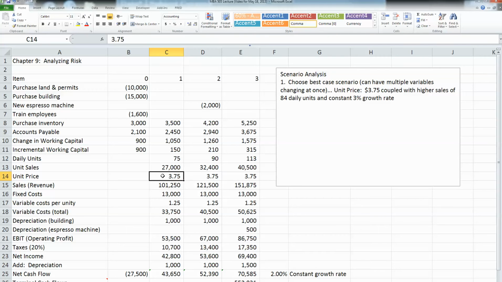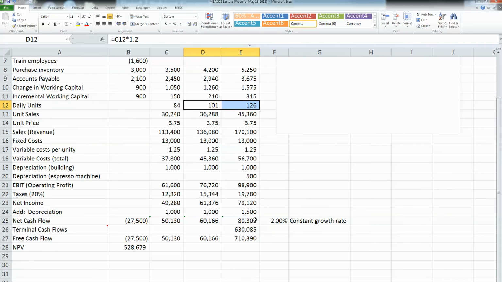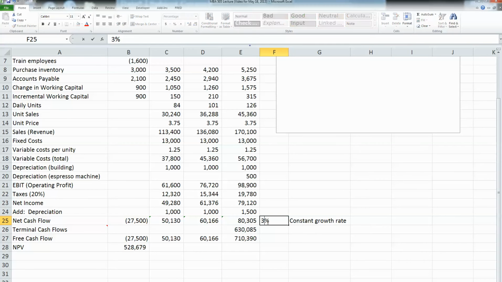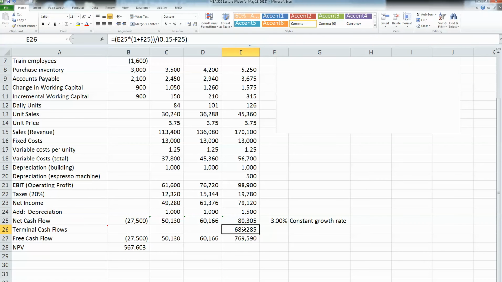So I'm adjusting everything. I changed my price to $3.75, and I looked to make certain it was changing in years 2 and 3. I'm going to change this to 84 daily units. That changed for the year, and the daily units for the following 2 years rose as well, because I'm still expecting growth of 20% and 25%. And then finally, I'm going to change this to a 3% constant growth rate, and I just checked to make sure that rose when I pressed enter, which it did. So this is my best case scenario.